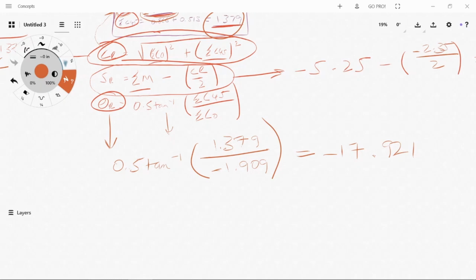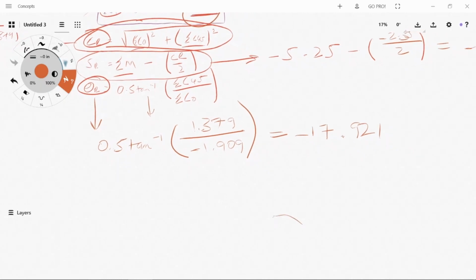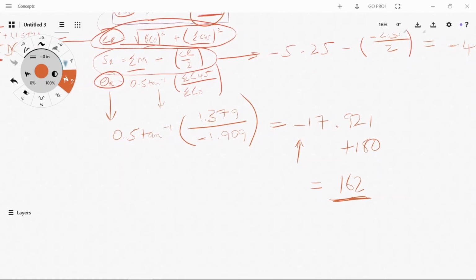Now this is the second annoying rule, because what we have here is a minus axis. That doesn't seem right, does it? To fix that, all you do is add 180 to it, and that gives 162, and that's the answer. So the second annoying rule is basically when you get a negative axis, like in this case, minus 17.921, you can't put that down as your prescription. You have to add 180 to that, and when you add 180, you get the actual axis, which is 162.